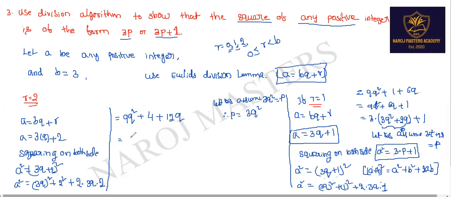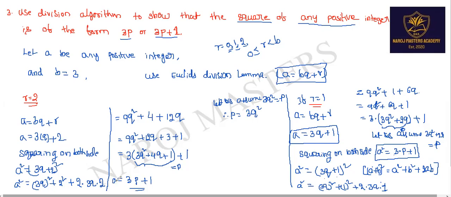Okay, so rearrange this one: 9q square plus 12q. Can I write this 4 is equal to 3 plus 1? If you want. So to prove that it is in the form 3p or 3p plus 1, if I write like this, take 3 common from these 3. So 3 into, if you take 3 common here, 3q square plus 4q plus 1 here. Now let us assume 3q square plus 4q plus 1 is equal to p. Then it is in the form of 3p plus 1.